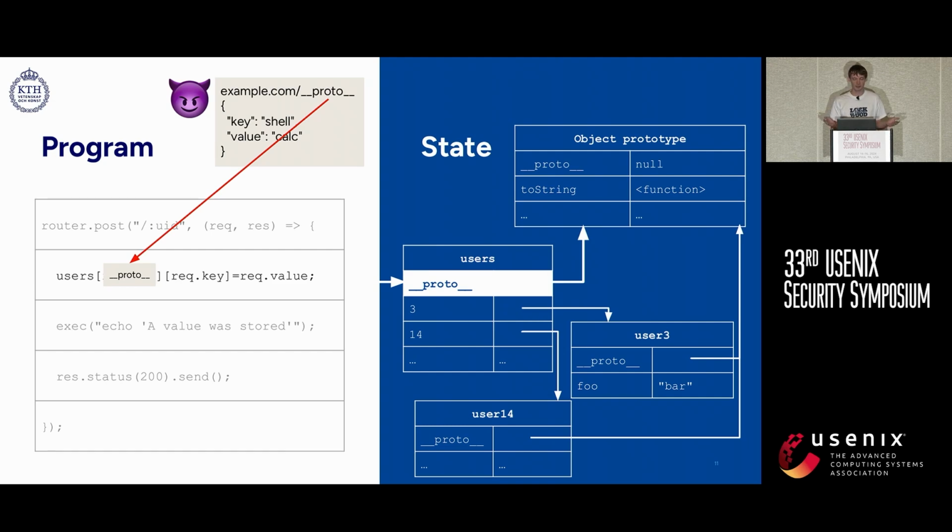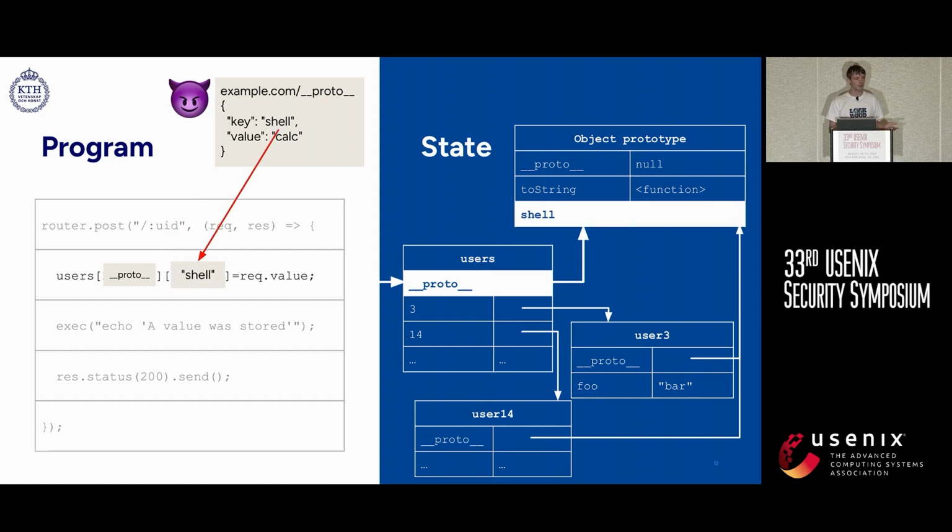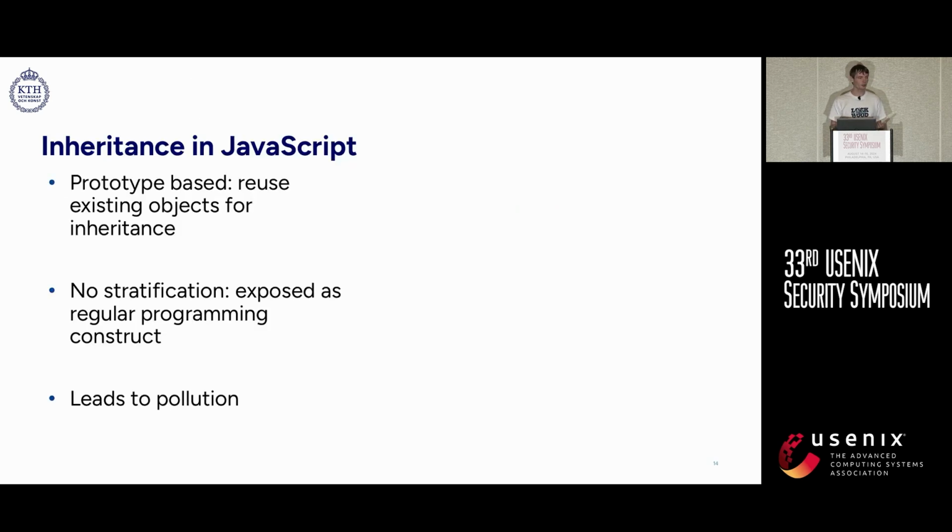It knows an object at the point dunder proto, and so it will just add the key and the value that the attacker specifies to the root object prototype, thus allowing all objects in the runtime to inherit this key value pair. This is what we call prototype pollution. So the lack of stratification leads to pollution.